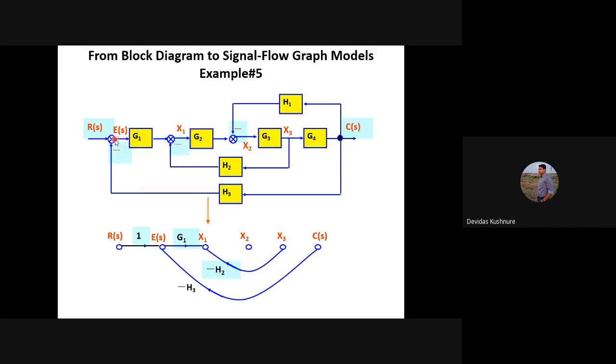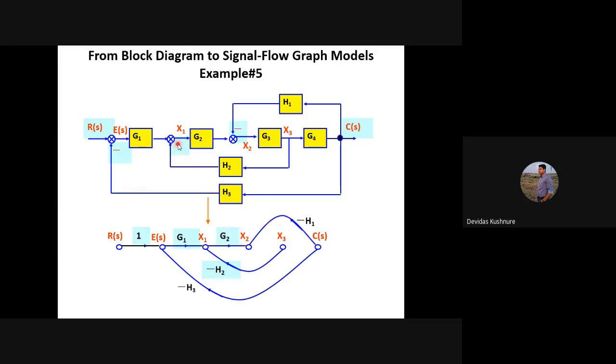Now you can see at the second summing point, how many signals are there? There are 2 signals. One is coming from the first summing point, from U(s), so the gain is G1. And the second signal, which is coming from X3, has gain equal to minus H2 because it is negative feedback. Now we have to join the signal at X2.